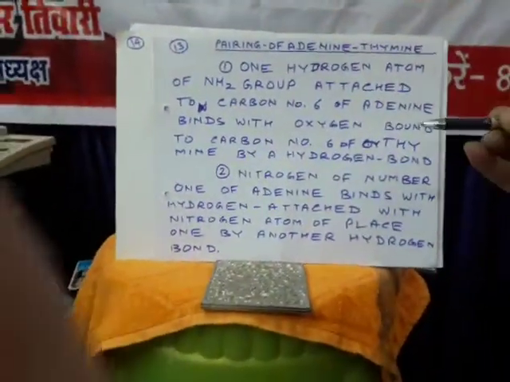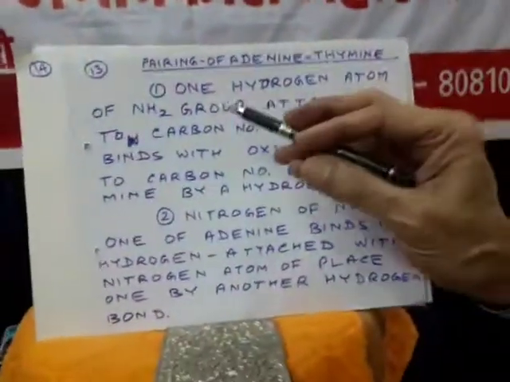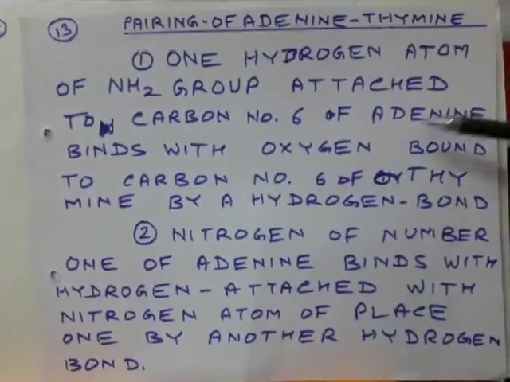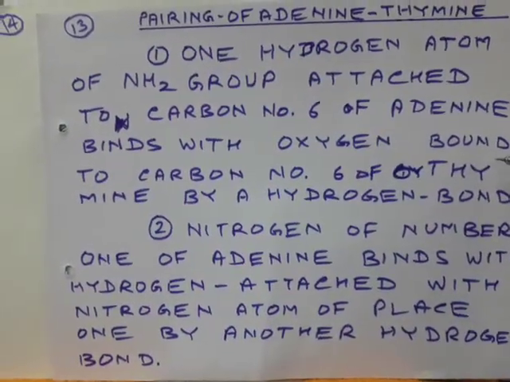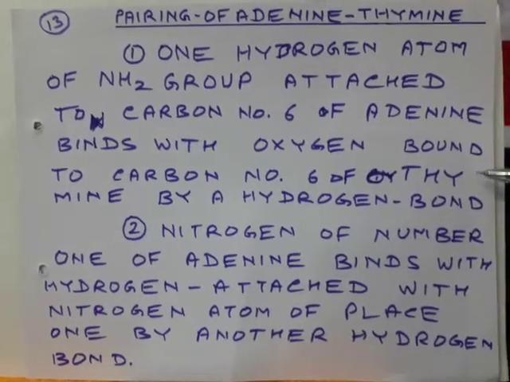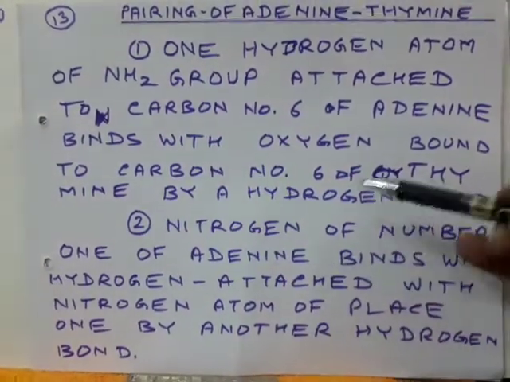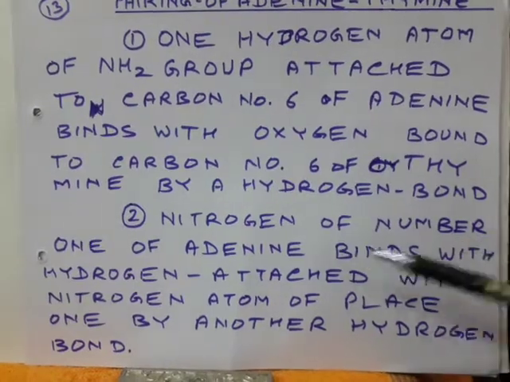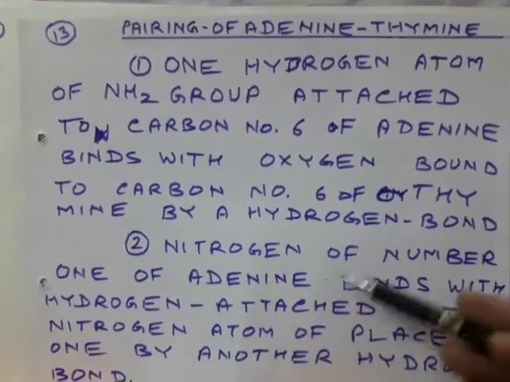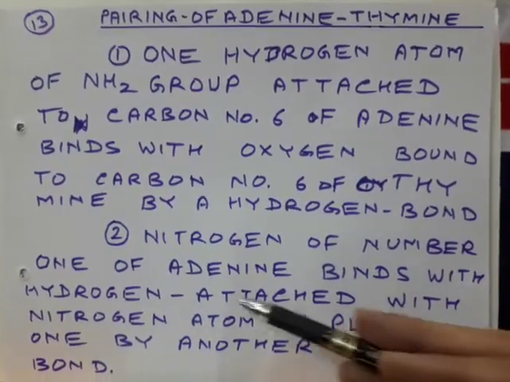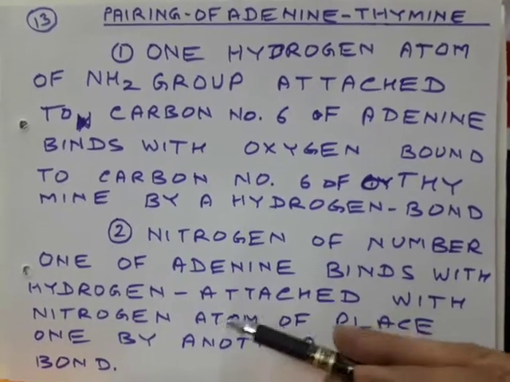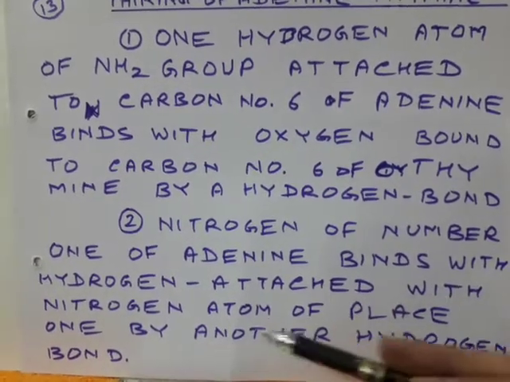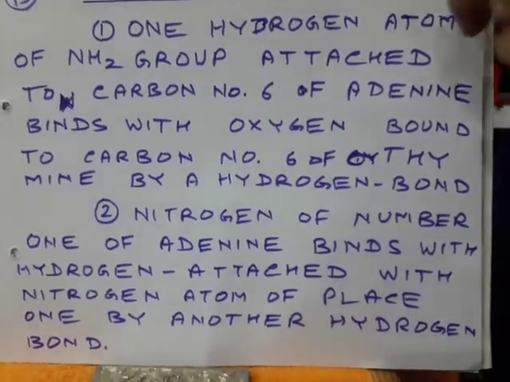So you can write it: one hydrogen atom of the NH2 group attached to carbon number 6 of adenine binds with the oxygen bound to carbon number 6 of thymine by a hydrogen bond. Second, nitrogen number 1 of adenine binds with the hydrogen attached with the nitrogen atom of position 1 by another hydrogen bond.